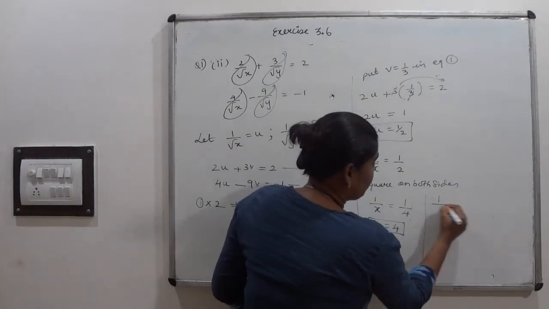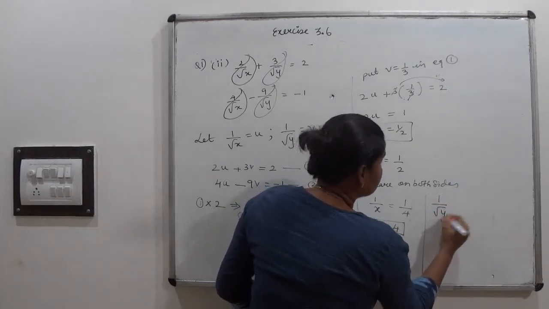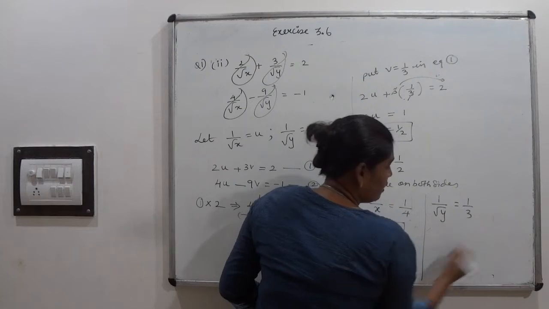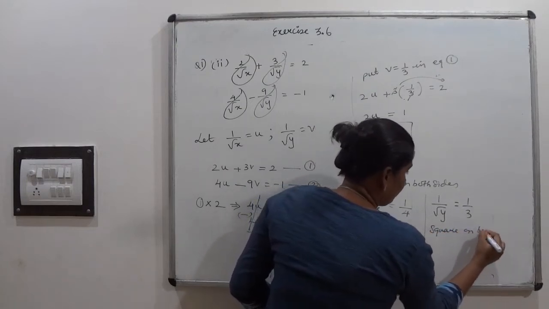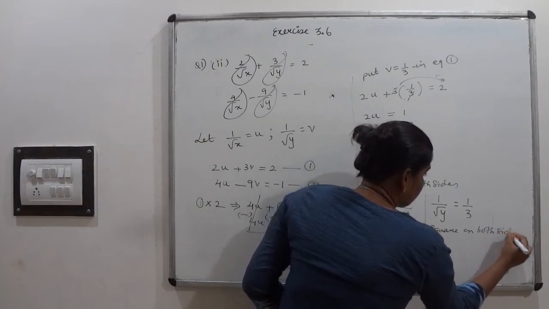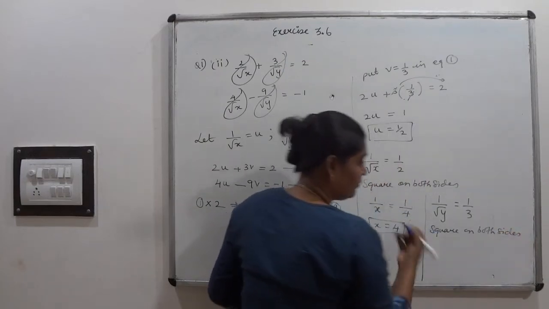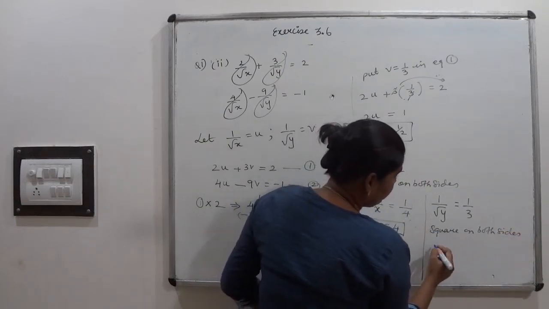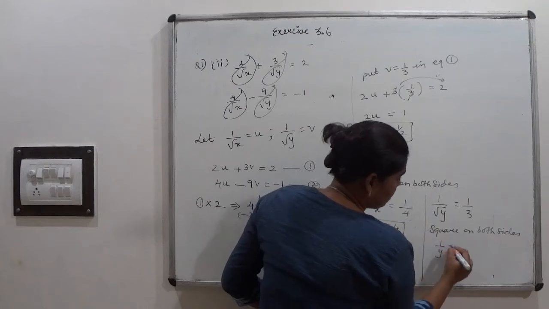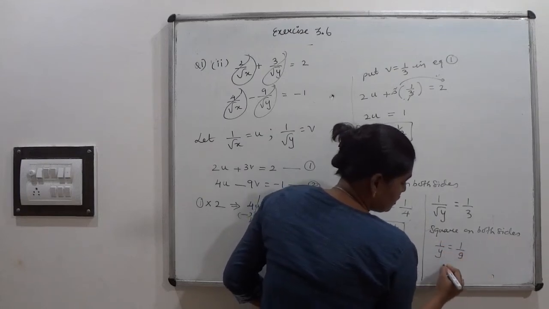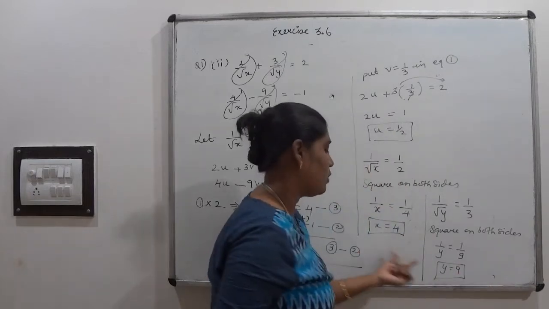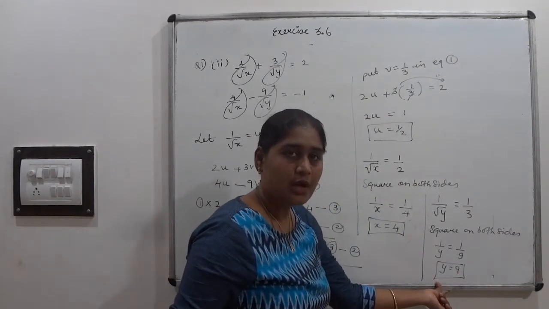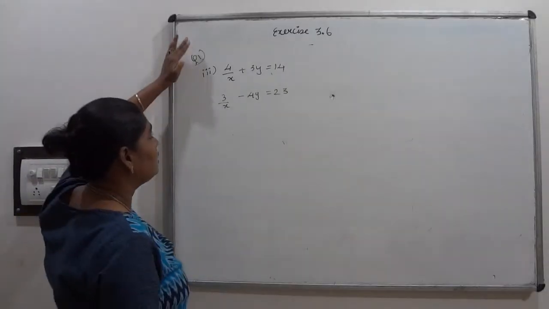V, what you have assigned as 1 by root y, which is equal to 1 by 3. Square on both sides again so that the root is cancelled. 1 upon y which is equal to 1 by 9. So y equal to 9. X is equal to 4, y equal to 9. That is your answer. Question number 1, third part.